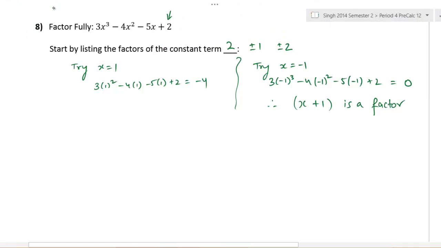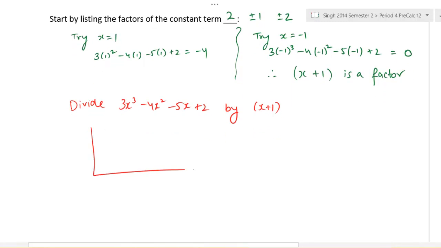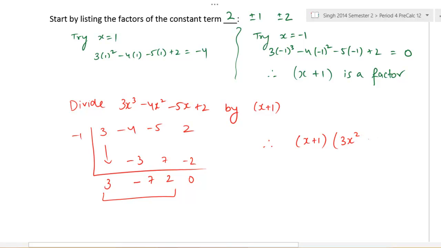So the next part is I'm going to divide 3x cubed minus 4x squared minus 5x plus 2 by x plus 1 to figure out what the quotient is. And I'm going to use synthetic division to do that again because it's quicker, makes things faster. Negative 4, negative 5, and 2, negative 1, 3, negative 3, negative 7, 7, 2, negative 2. 0, of course, I knew that was going to be 0. This tells me the polynomial. So therefore, my factors are now x plus 1 and 3x squared minus 7x plus a 2.